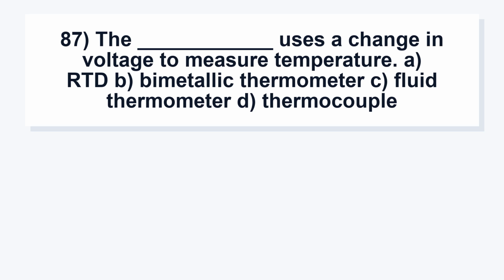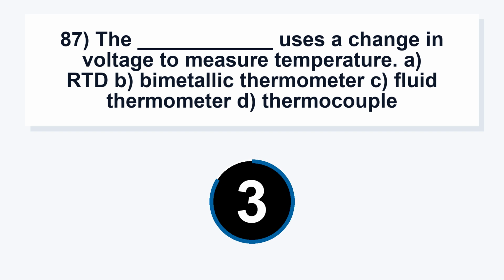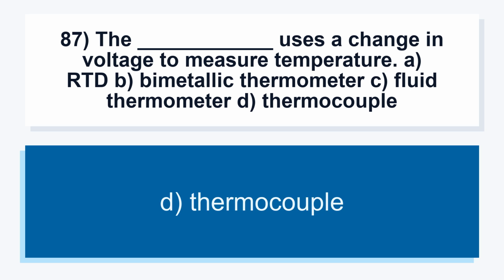87. The ______ uses a change in voltage to measure temperature. A. RTD. B. Bimetallic thermometer. C. Fluid thermometer. D. Thermocouple. D. Thermocouple.